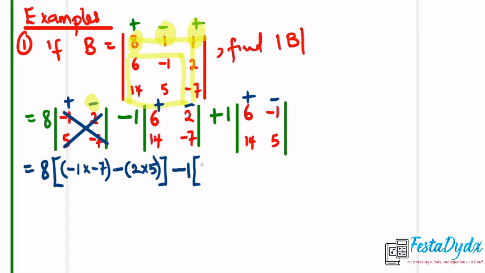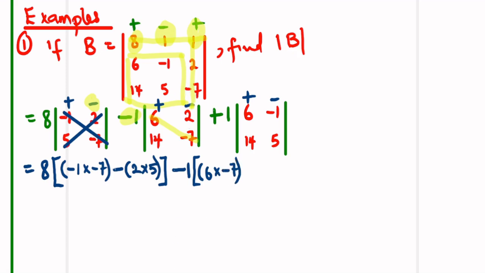So we'll open a bracket and look for the determinant. So remember, we're working with this now, minus 1. So the first diagonal here is 6 times minus 7. And then we are going to look for the difference of the second diagonal. So minus the second diagonal is 2 times 14. So we'll close this bracket and we'll move to the next one, which is plus 1.